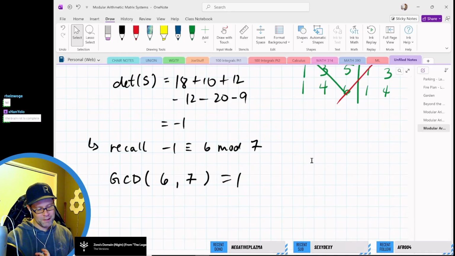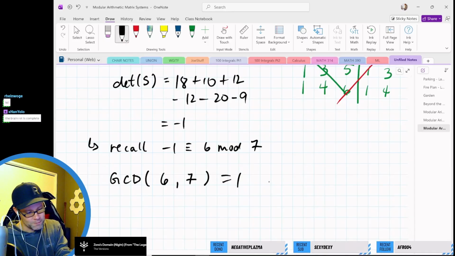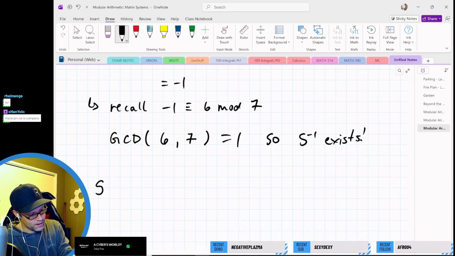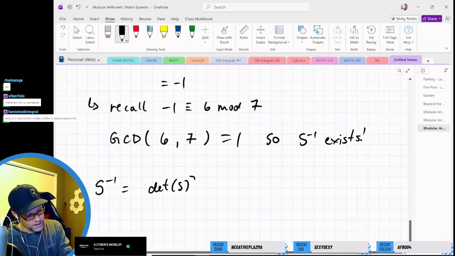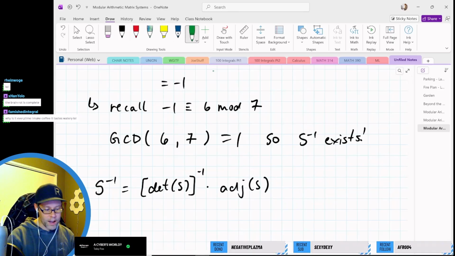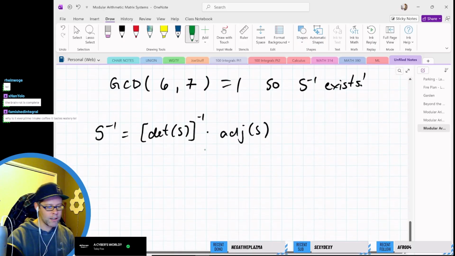Okay, our GCD is 1, so S should have an inverse. What is the inverse of S? Well, the inverse of S is det S inverse times the adjoint of S. So we need to find both of these things mod 7.